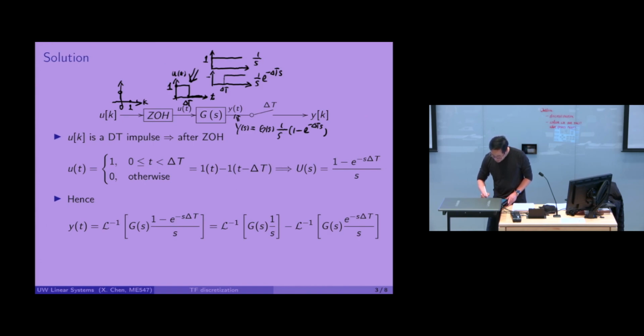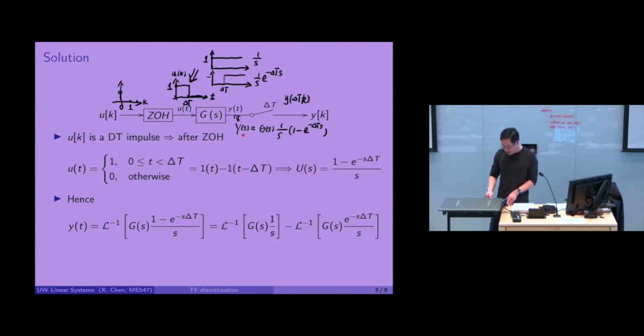All right? And then the sampler does this simple thing. Y of k, after sampling, we are just taking samples of this continuous time system at every delta t times k instance, k equal to 0, 1, 2, 3, etc. So we are sampling this signal every delta t. That's going to generate our y of k. Let's do it step by step.